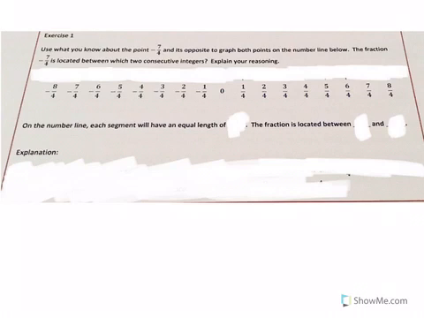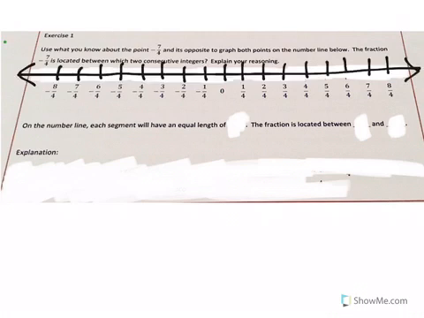Use what we know about point negative 7/4 and its opposite to graph both points on the number line. The fraction negative 7/4 is located between which two consecutive integers? We'll explain the reasoning. Let's first get to the easy part. Each jump, or the difference between each spot here, is 1/4. This way we're going by positive fourths, this way we're going by negative fourths, but they're all 1/4 difference.